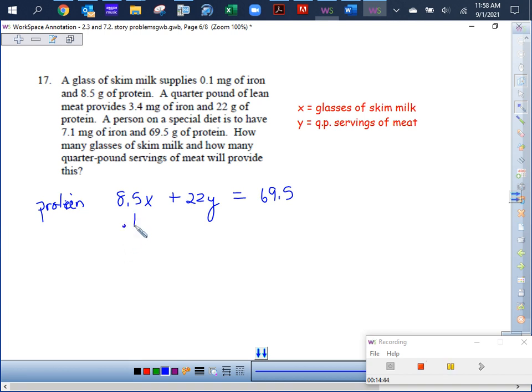And keep your X's lined up and your Y's lined up. You know, that helps also. Come on, pen, work for me.